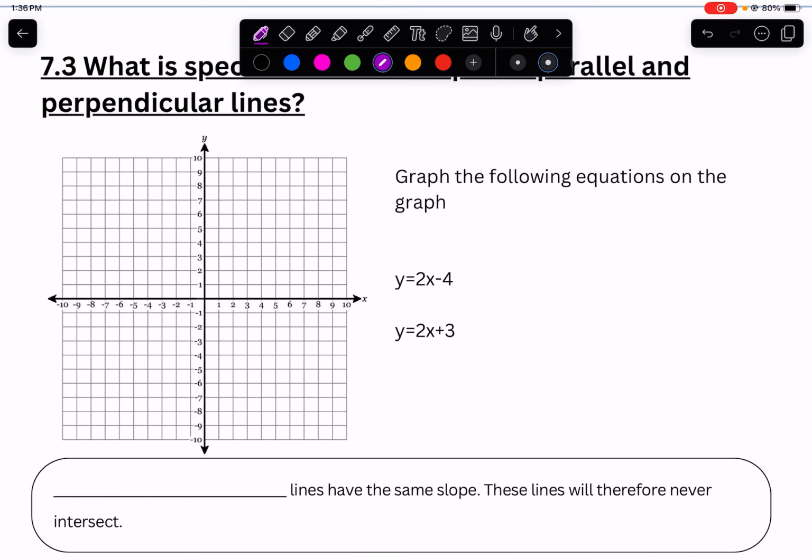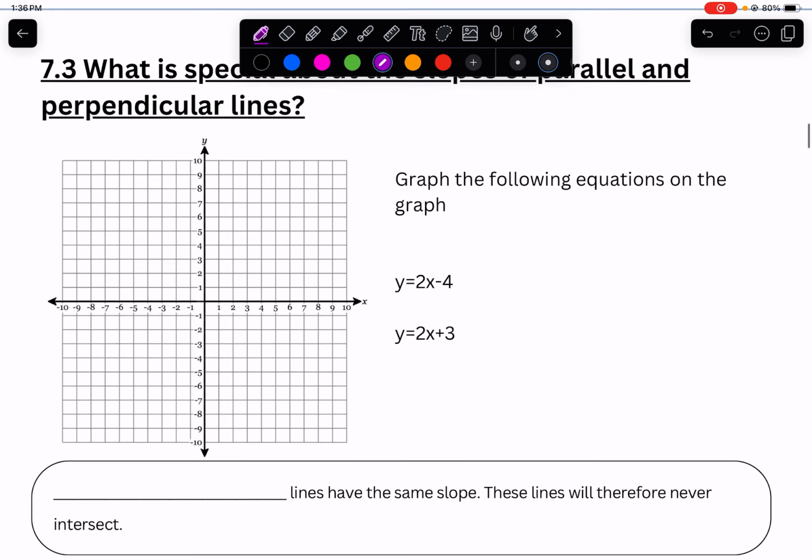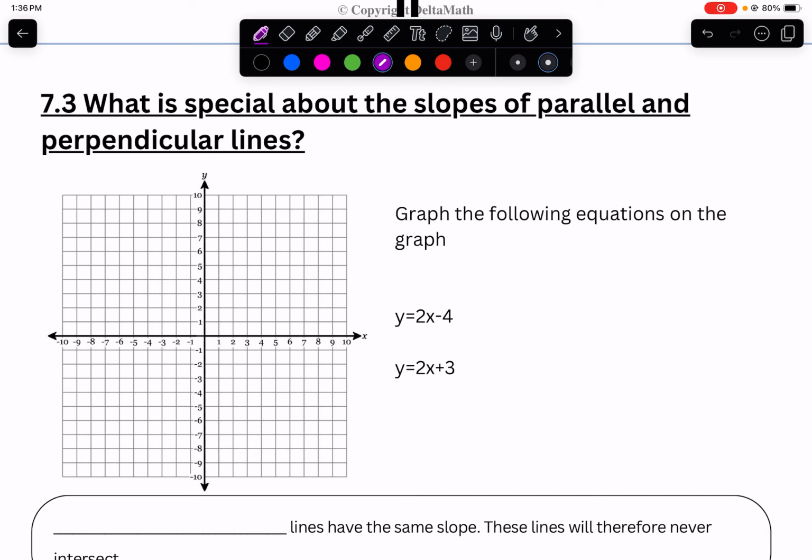So now that we have gone over a review of graphing lines and the equations of lines, we're now going to go into some of the new material for this year. So the first thing I want you to do is to graph the following equations on the graph. So both of these are already in slope-intercept form. So for the first one, my slope is 2, and my y-intercept is at -4.